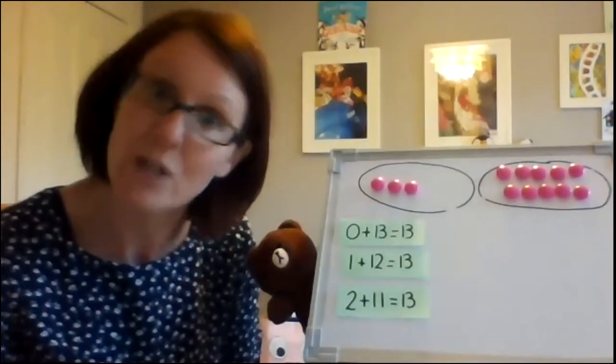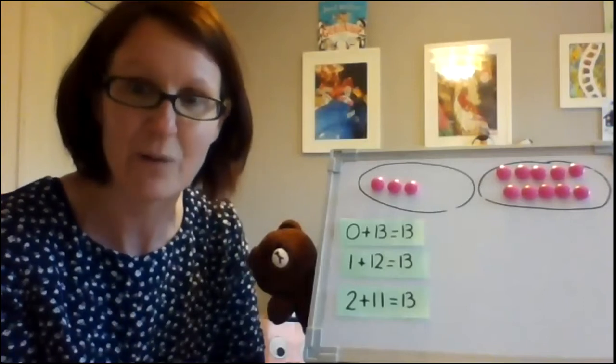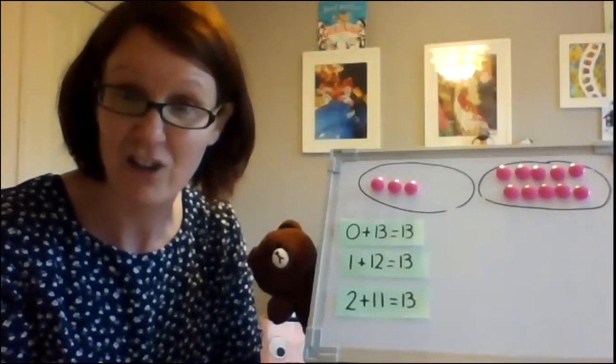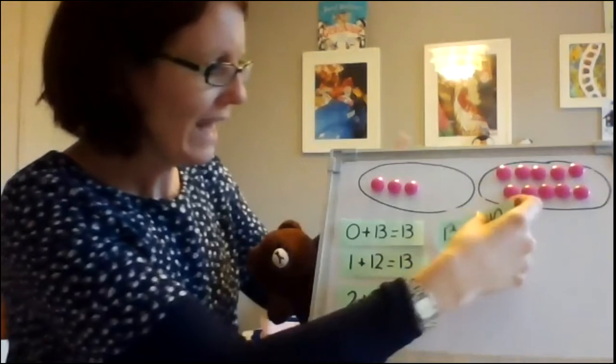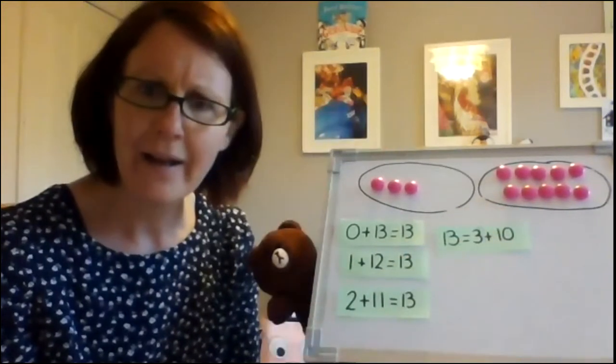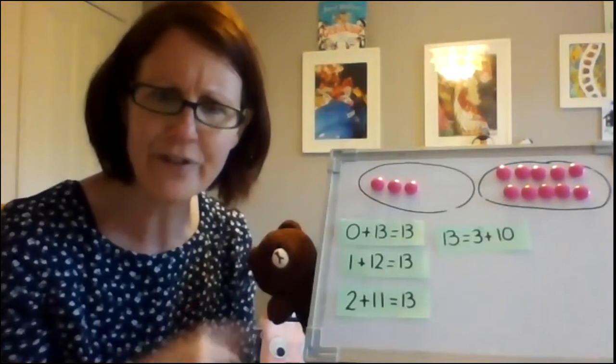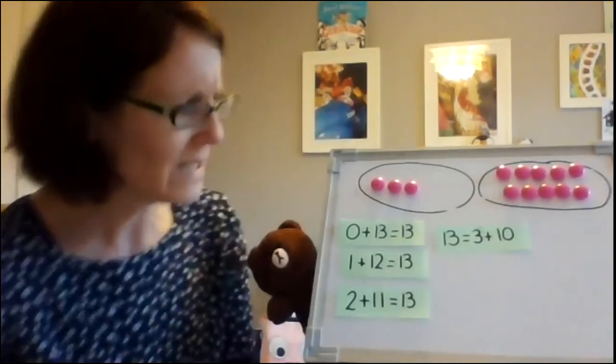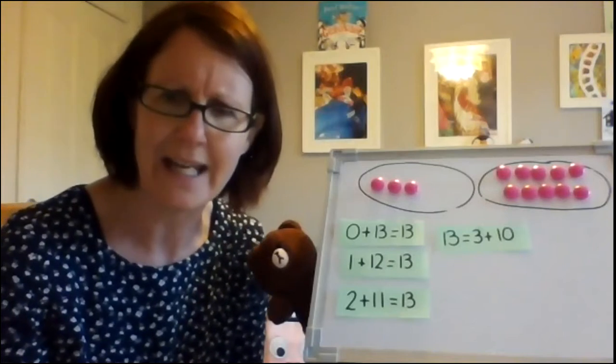Oh, we know that because we just partitioned it a minute ago, didn't we? So we know that 3 and 10 is definitely going to make 13. So here we go. Oh, hang on a minute. That number sentence looks a little bit different to the other ones. What's different about it? Can you see?